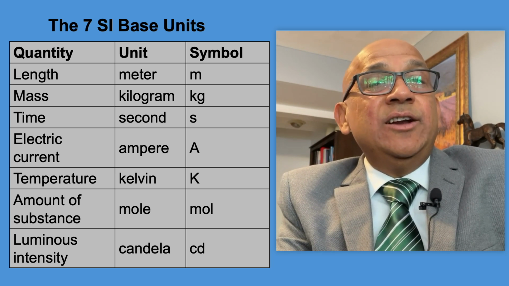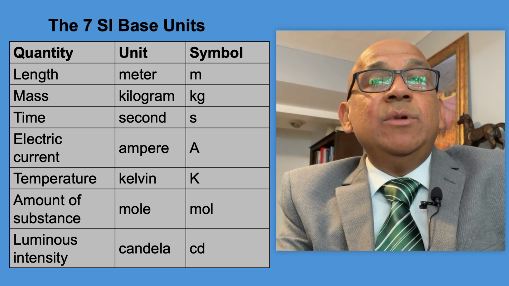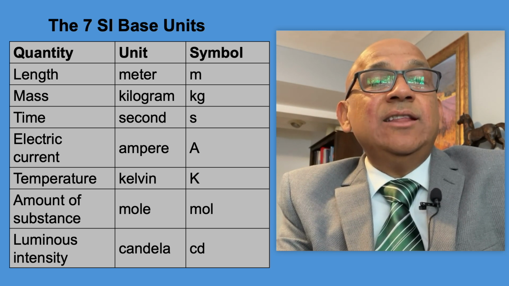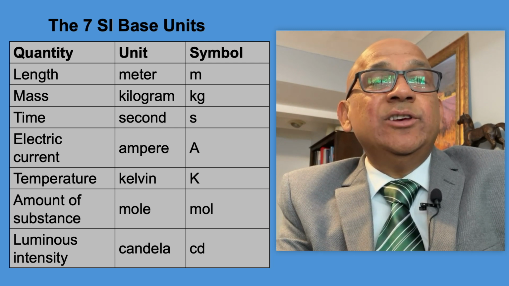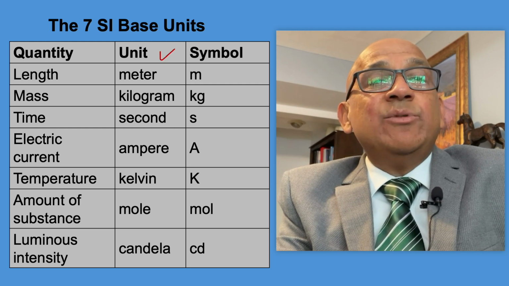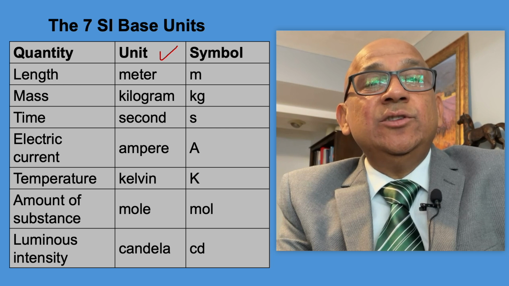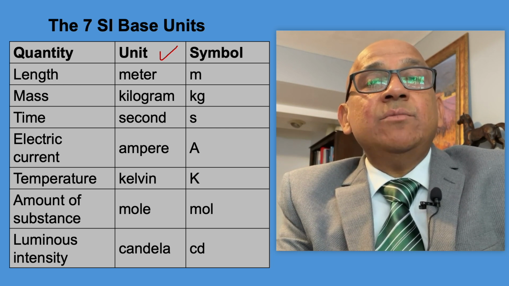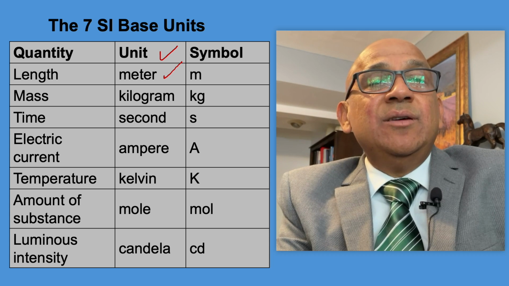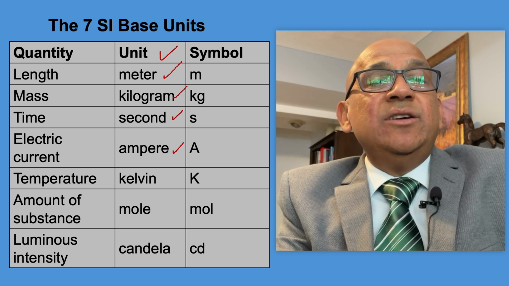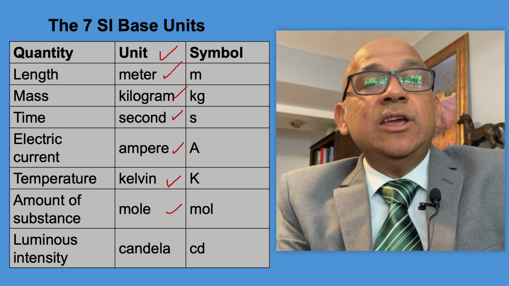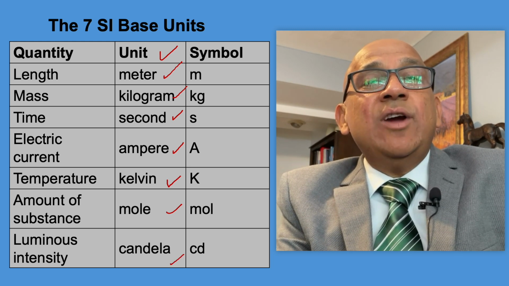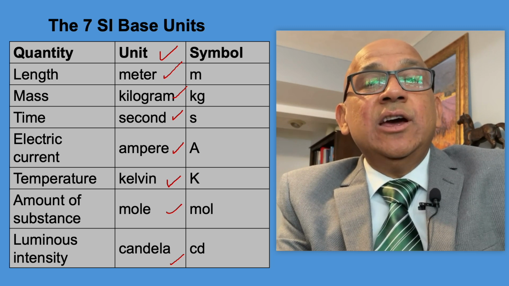In the SI system there are 7 different units. They represent 7 different quantities. On the left hand side of this table I have shown the quantities like length, mass, time, electric current, temperature, amount of substance and luminous intensity. And in the second column I have shown the units which are used to represent each of these quantities. For example, in the SI system you will represent length in meters, mass in kilogram, time in seconds, electric current in ampere, temperature in Kelvin, amount of substance in mole, and luminous intensity in candela. In the third column I have shown the symbols for each of these units.